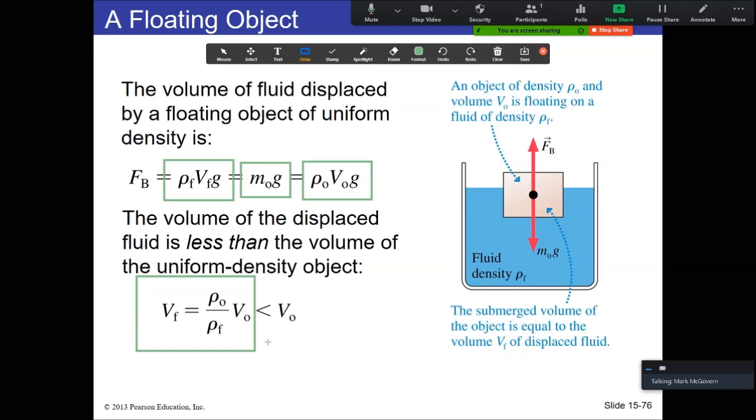And that can tell you how much higher above the water it is from water level. And I'm going to do some examples so you see how that works. Let's just get to those then.